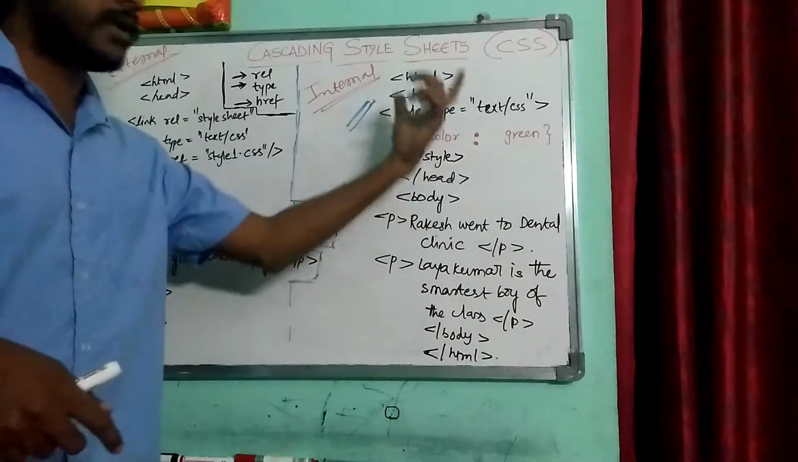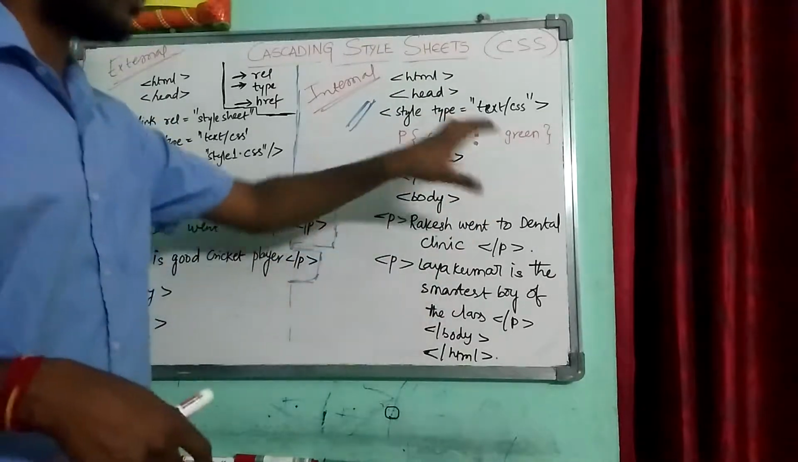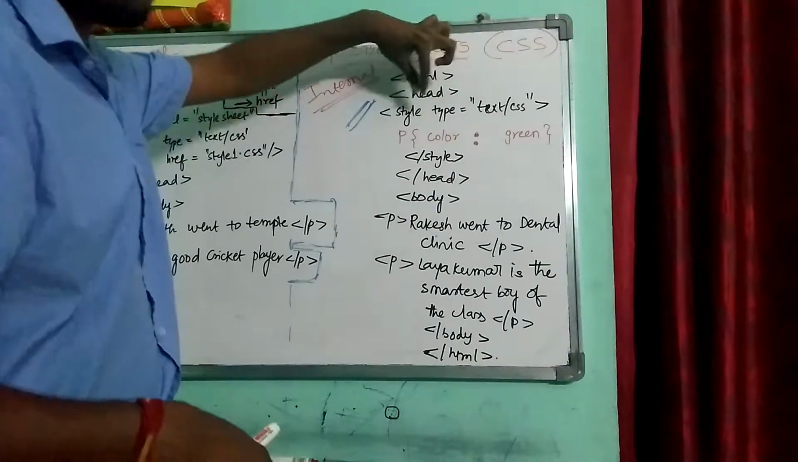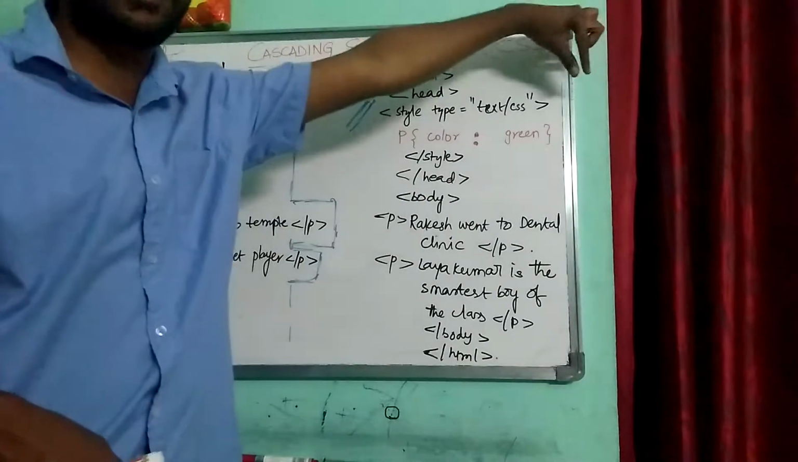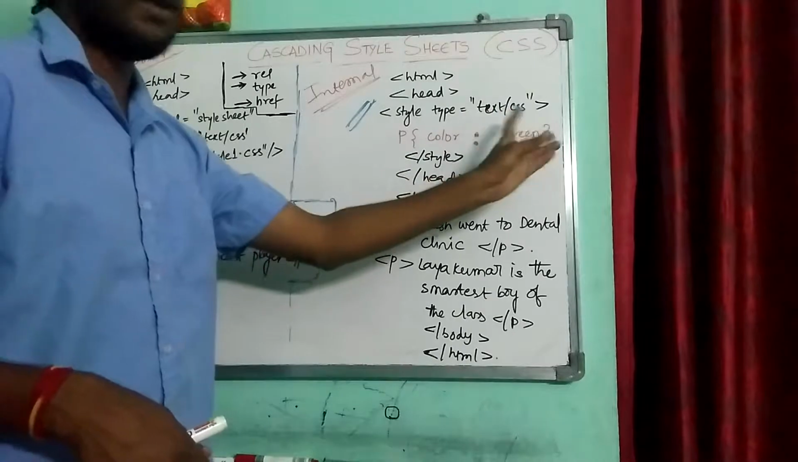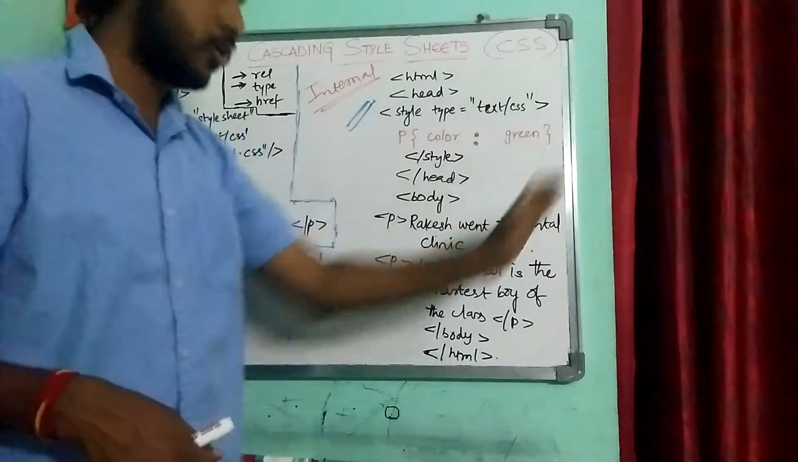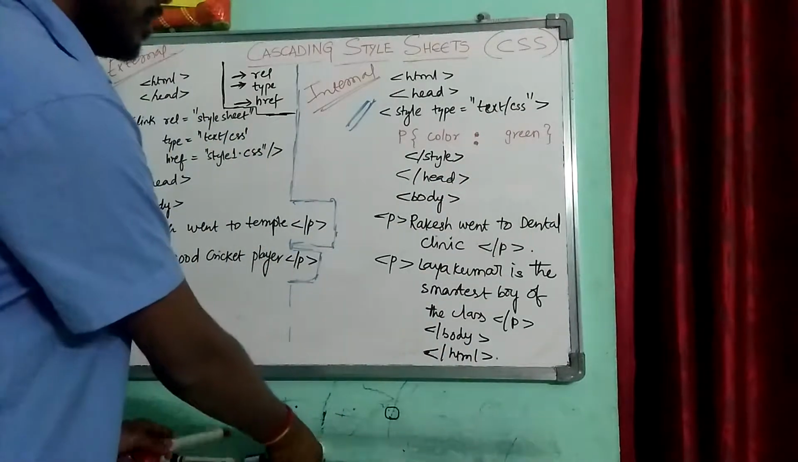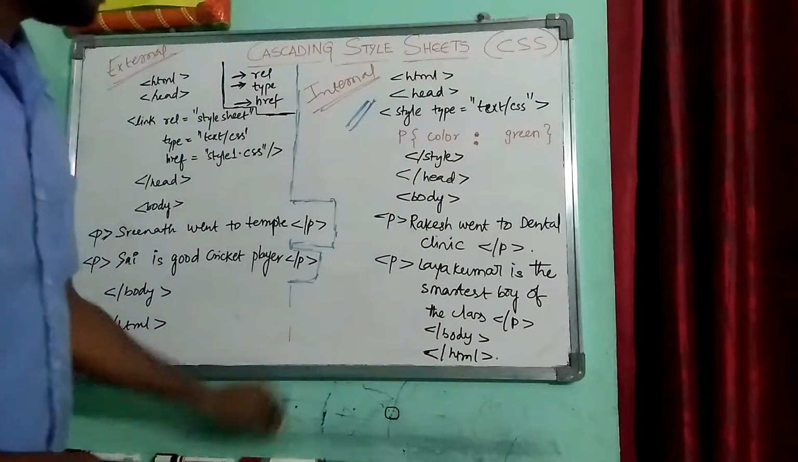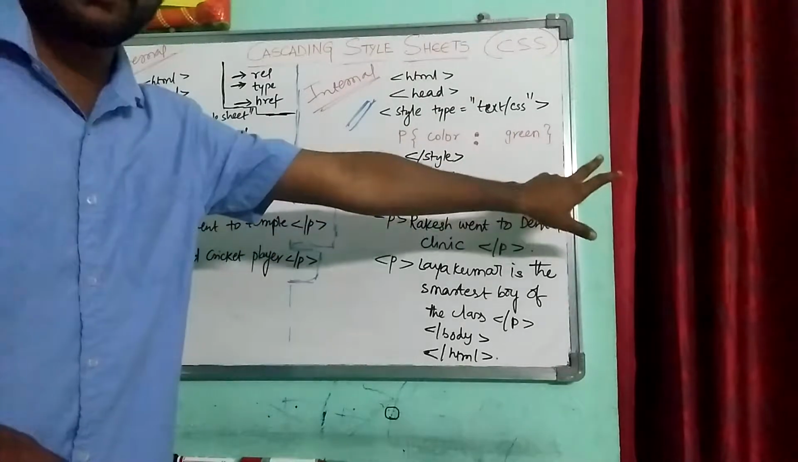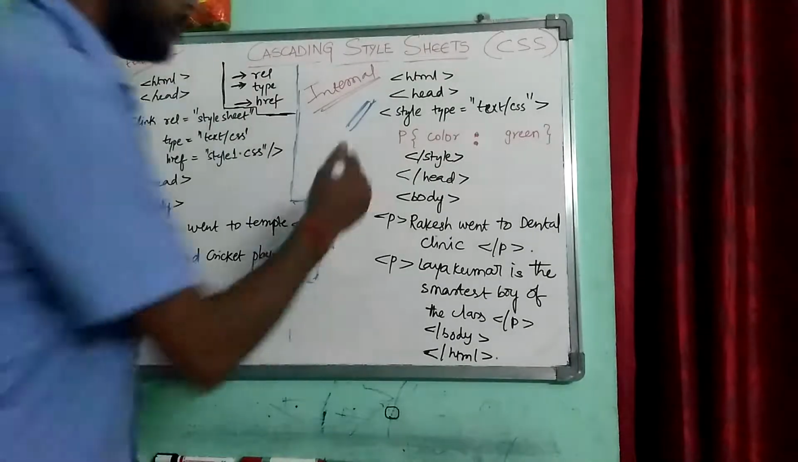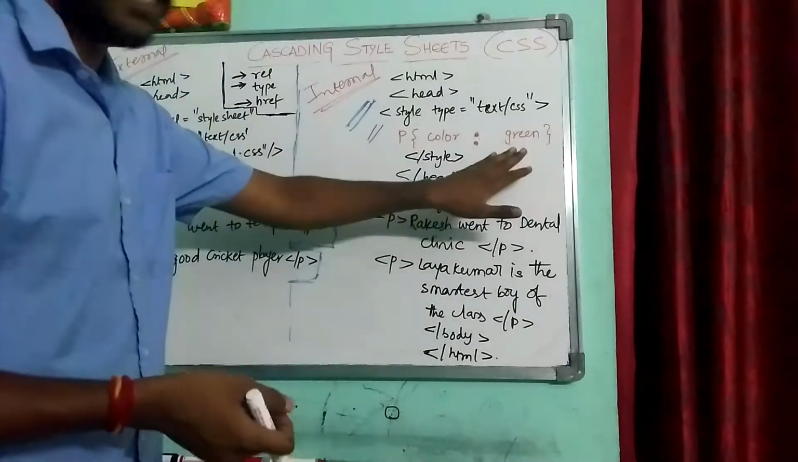It is styling the page. So for that you need to mention what type of style it is. Cascading style, so you need to mention text, because it is a cascading style sheet. After that I mentioned here p color green. We'll see what that is next. I have closed the style tag.